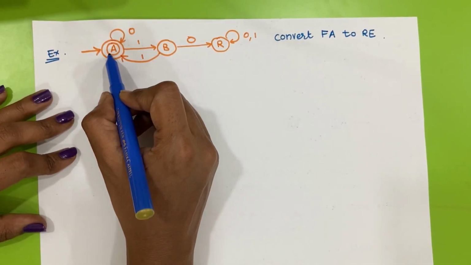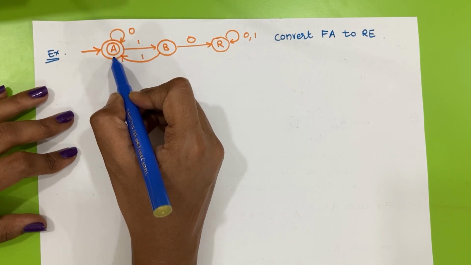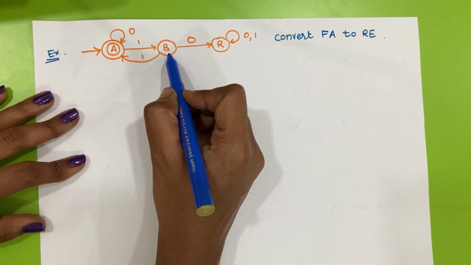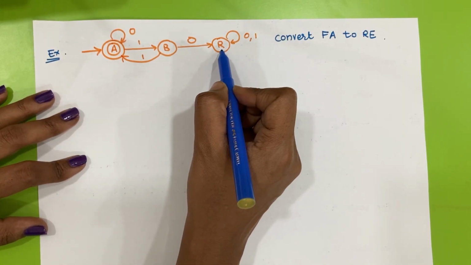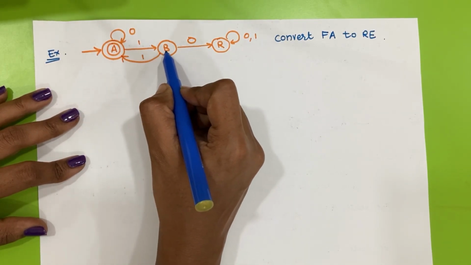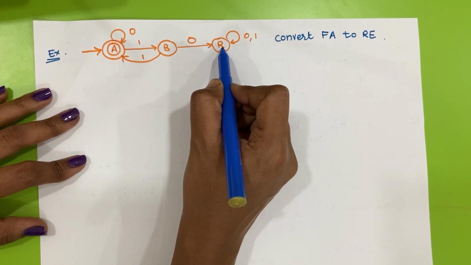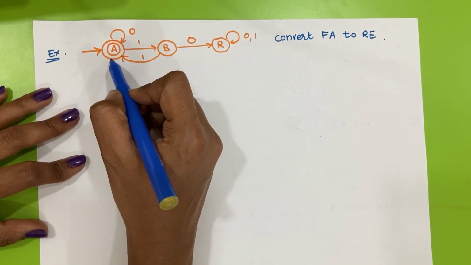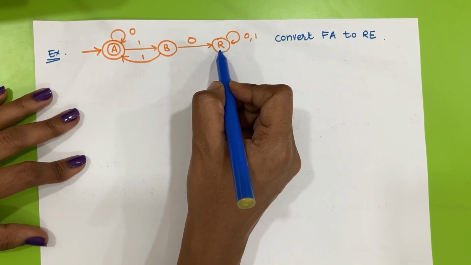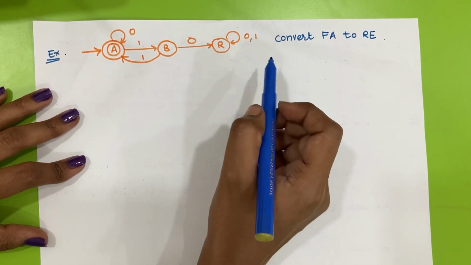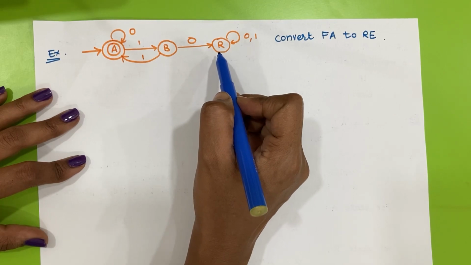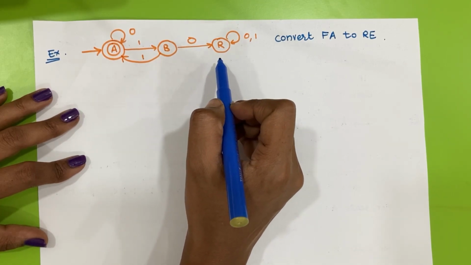A is final state as well as initial state. It is not any reject state or useless state. B is also useful state. But here we can see that R is a reject state, means if we move from B to R, then there is no transition that is going to final state, so that we can have any acceptance through state R. So there is no use of this state R, so we can call it a reject state and we should remove it.